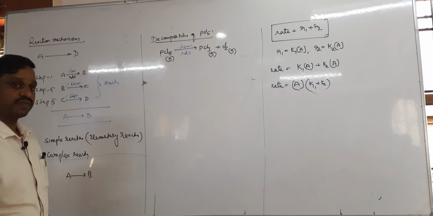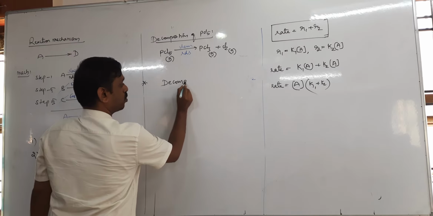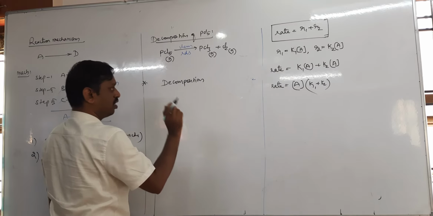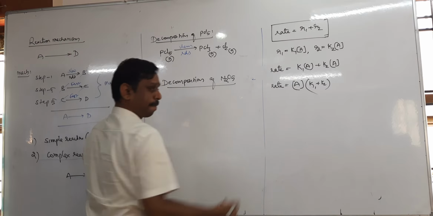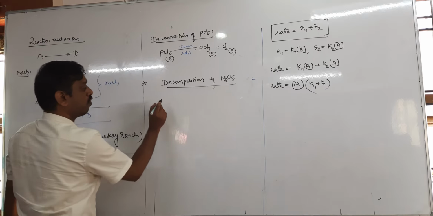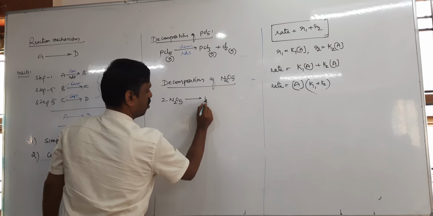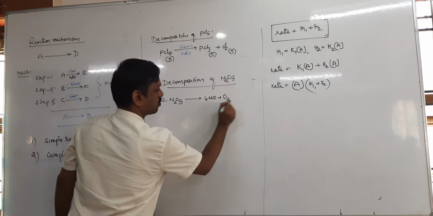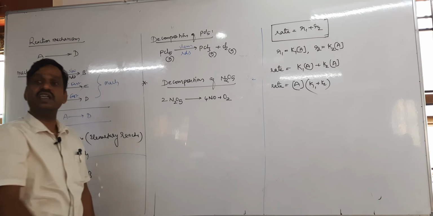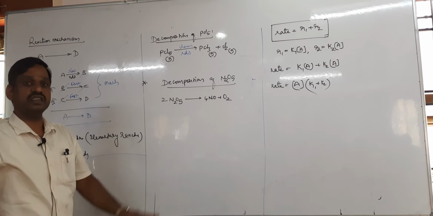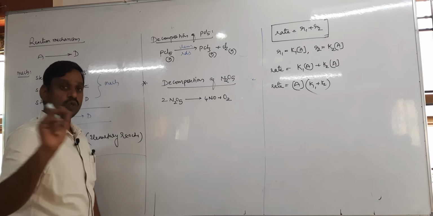But the example is what? The example is decomposition of N2O5. The same example is given in the NCERT textbook, decomposition of N2O5. Okay. Now, when N2O5 undergoes decomposition, this is the reaction: 2N2O5 gives rise to 4NO2 plus O2. It is balanced. If I write this equation, it looks like a single step. But actually, this reaction doesn't take place in a single step. It takes place in 2 steps.